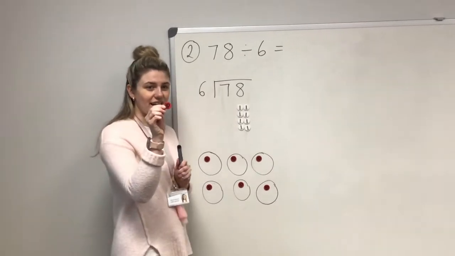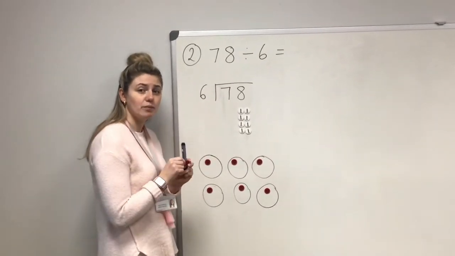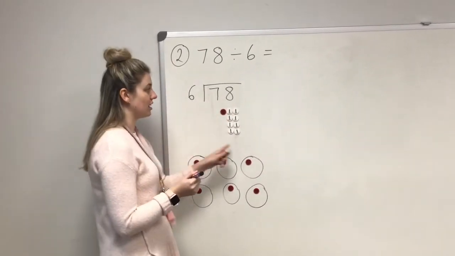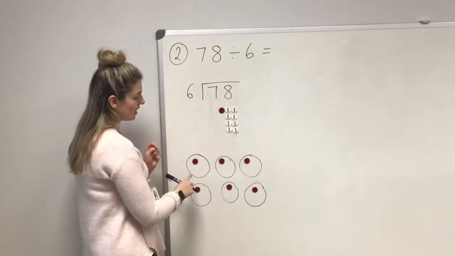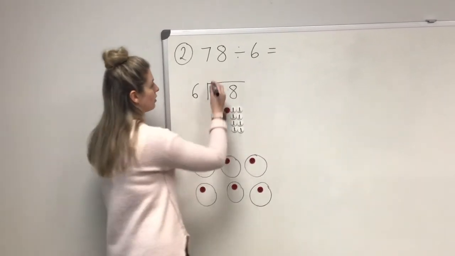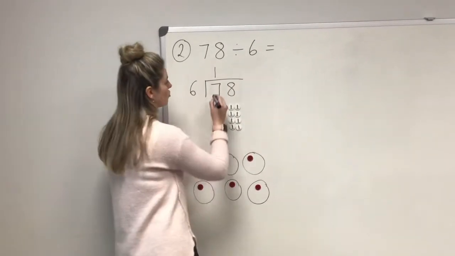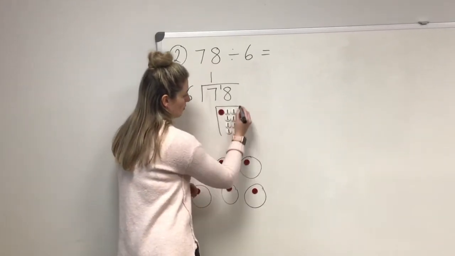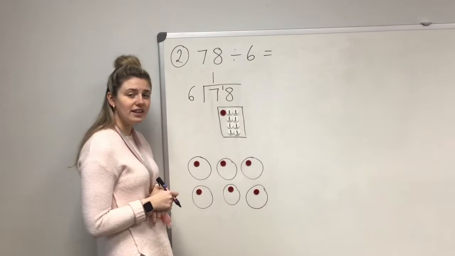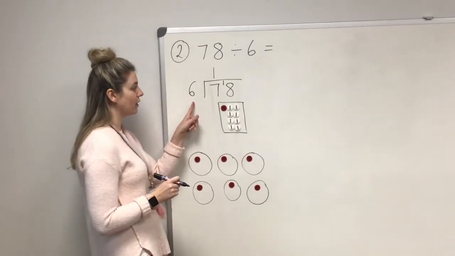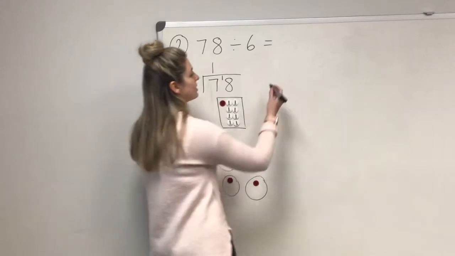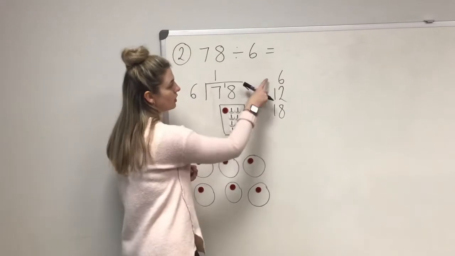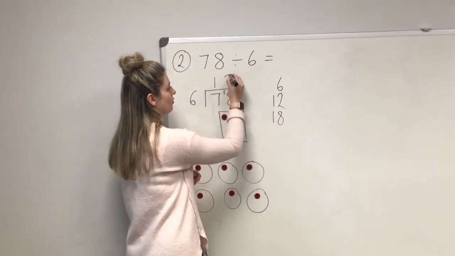Okay, we've got our 10 again that we cannot share equally between our groups. So that is going to become a part of this separate group. So in our 7 tens, we could share them out and have one group of 10 in each, and we have to carry 1 ten over to make this 18. We need to use our times tables again. So we're going to count in our 6s up to 18. 6, 12, 18. So 1, 2, 3. So our 3 goes there.